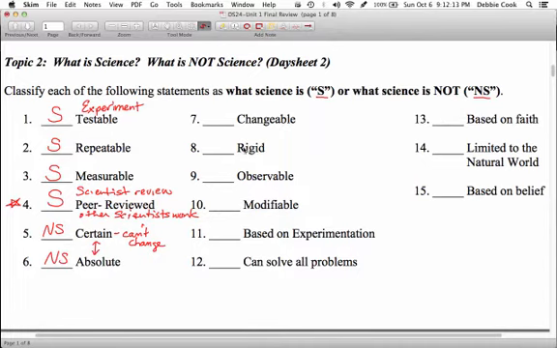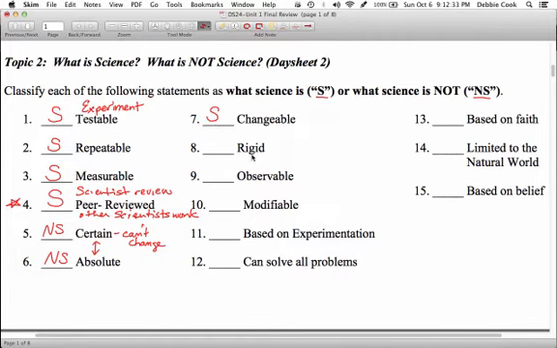Let's jump over to number 7. Number 7 is asking whether or not science is changeable. Well, we already looked at 5 and 6. 5 and 6 are the opposite of number 7. Obviously science is changeable. When we find new information, we change our understanding based on the data that's collected. So science is absolutely changeable.